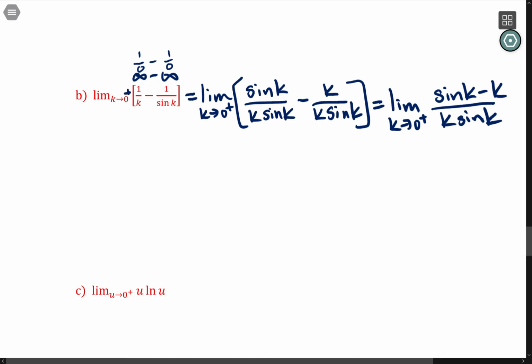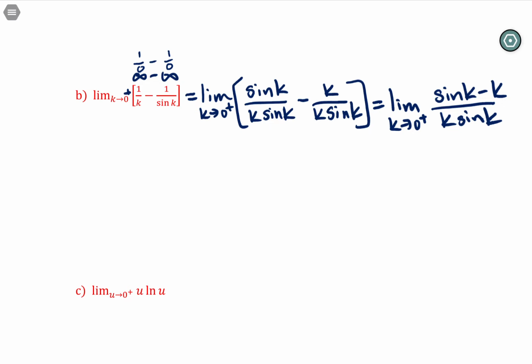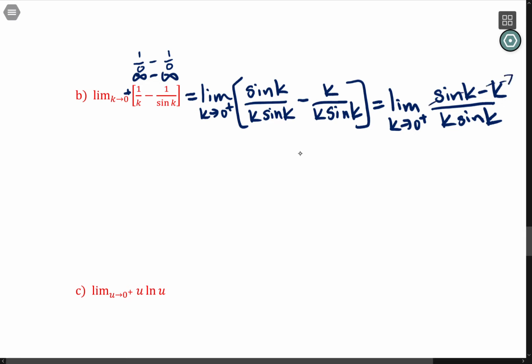As k approaches 0, so I haven't done any L'Hopital's rule so far, all I've done is some algebra. As k approaches 0, on the top, sine of 0 is 0. 0 minus 0 is still 0. So the top is going to 0. And then on the bottom, it's basically 0 times 0. Now I can apply L'Hopital's rule. So if you get fraction minus fraction, infinity minus infinity, try getting a common denominator.